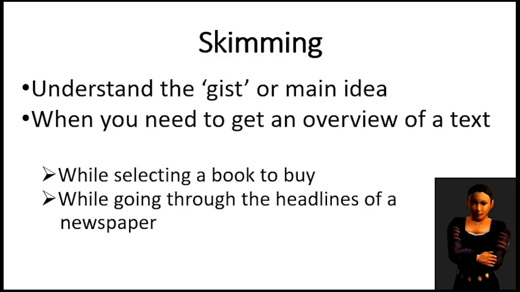First of all, skimming. As given here, it is to understand the gist or the main idea. Like when you need to get an overview of a text, for example, while selecting a book to buy, you need to have a general idea. For that, you will not go deeper into the book. You will look into the title and maybe a few other pages like the contents page.